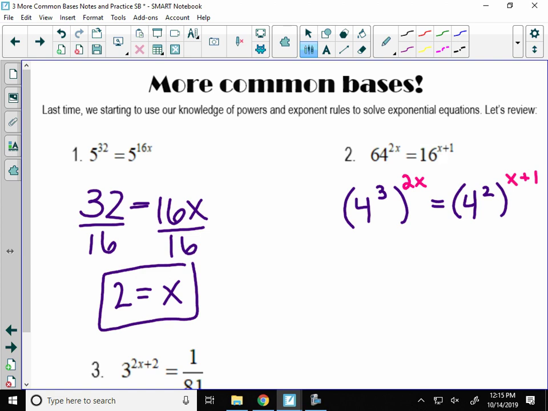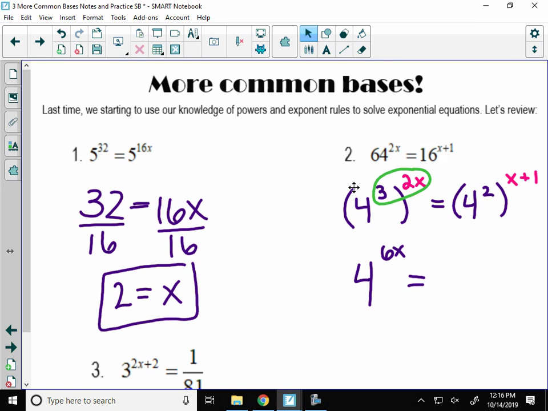All right, now I can use one of my rules, that first exponent rule from the top of the page. Power to a power. What do I do with those exponents? Multiply. So I will get 4 to the 6x, 3 times 2x, equals, now the only tricky part over here is distributing 2 times x and 2 times 1. So what do you have on the right-hand side? 4 to the 2x plus 2.